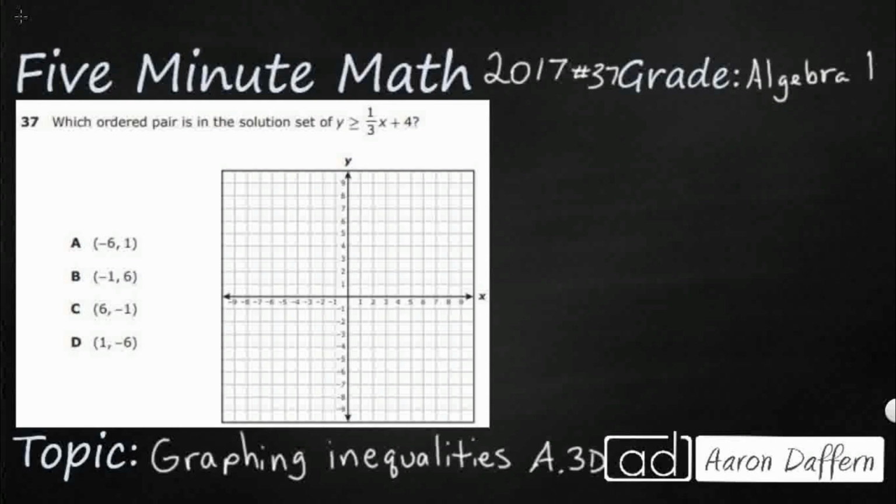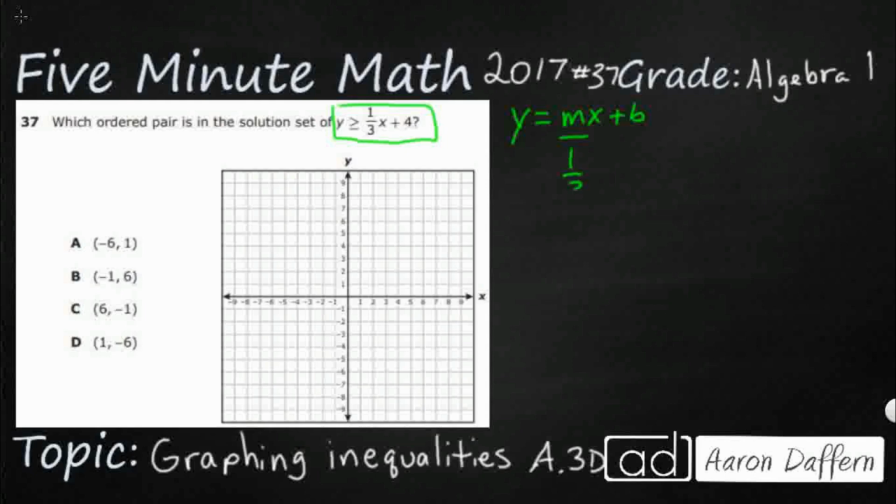So we have an inequality here that we need to graph. They've given us a coordinate grid. y is greater than or equal to 1/3 x plus 4. Now you notice it is in our slope-intercept form. Besides the fact the equal sign is replaced with that greater than or equal to, it is in that slope-intercept form.